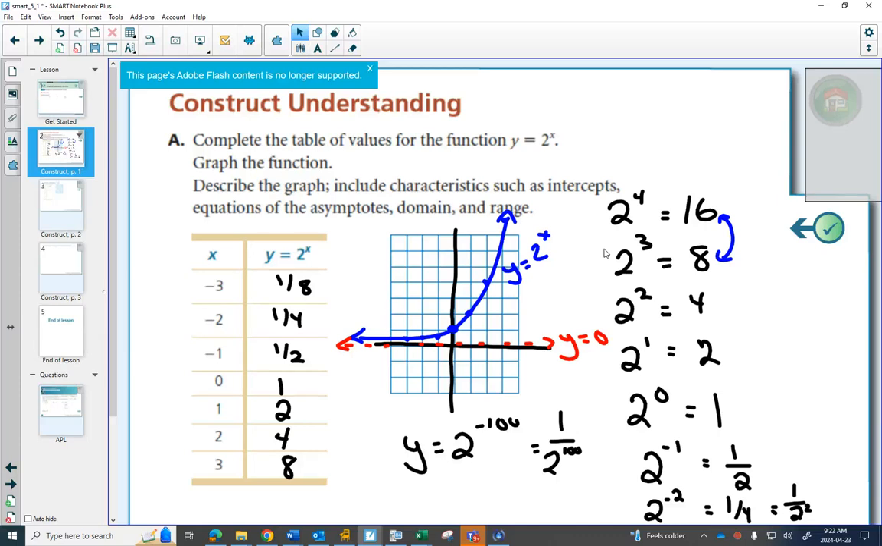So as far as labeling our parent graphs go, we are always going to label 0, 1. Because no matter what the base is, a base of 2, like this one, a base of 3, a base of 5, they will always have 0, 1. And the easiest next point to label is if you plug in 1 for x. And you see that in this case you get 1, 2.